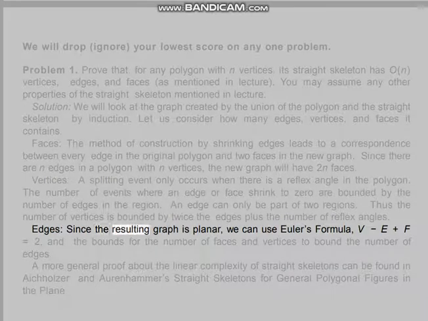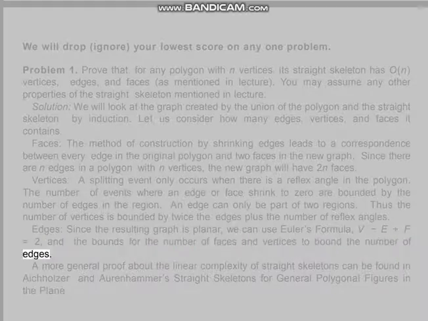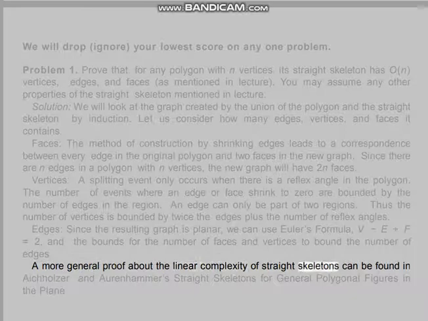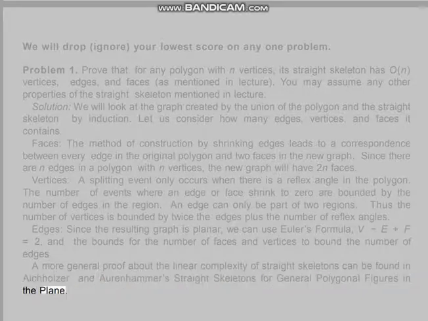Edges. Since the resulting graph is planar, we can use Euler's formula, v minus e plus f equals 2, and the bounds for the number of faces and vertices to bound the number of edges. A more general proof about the linear complexity of straight skeletons can be found in Eichholzer and Ohrenhammer's straight skeletons for general polygonal figures in the plane.